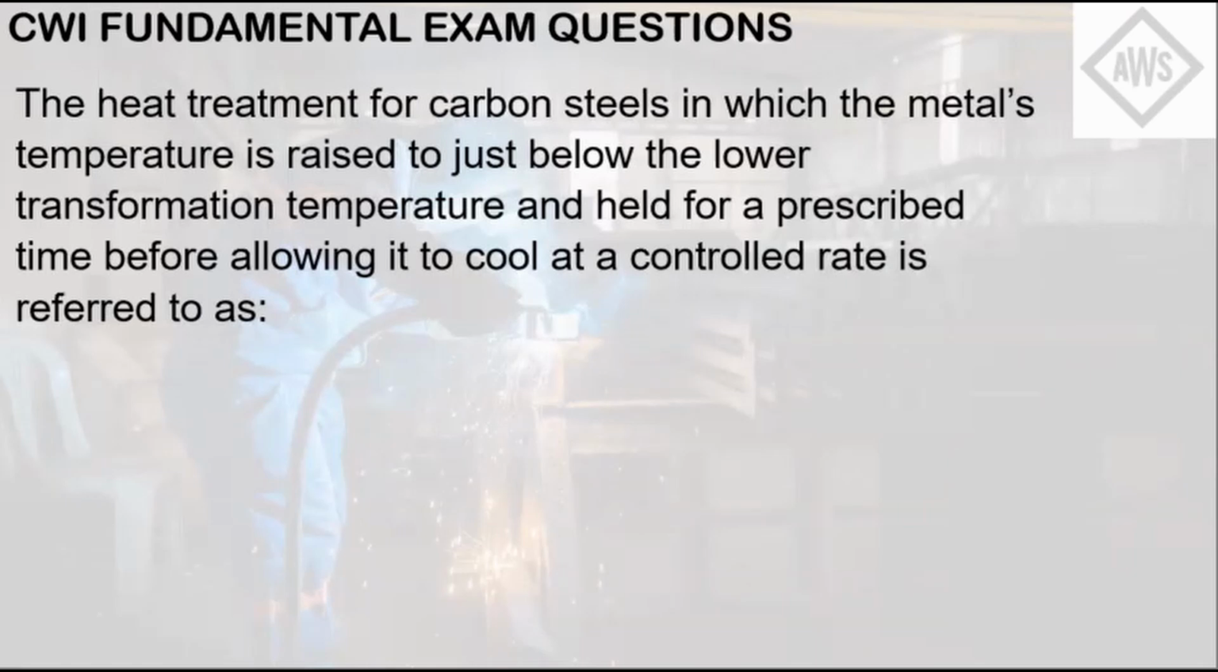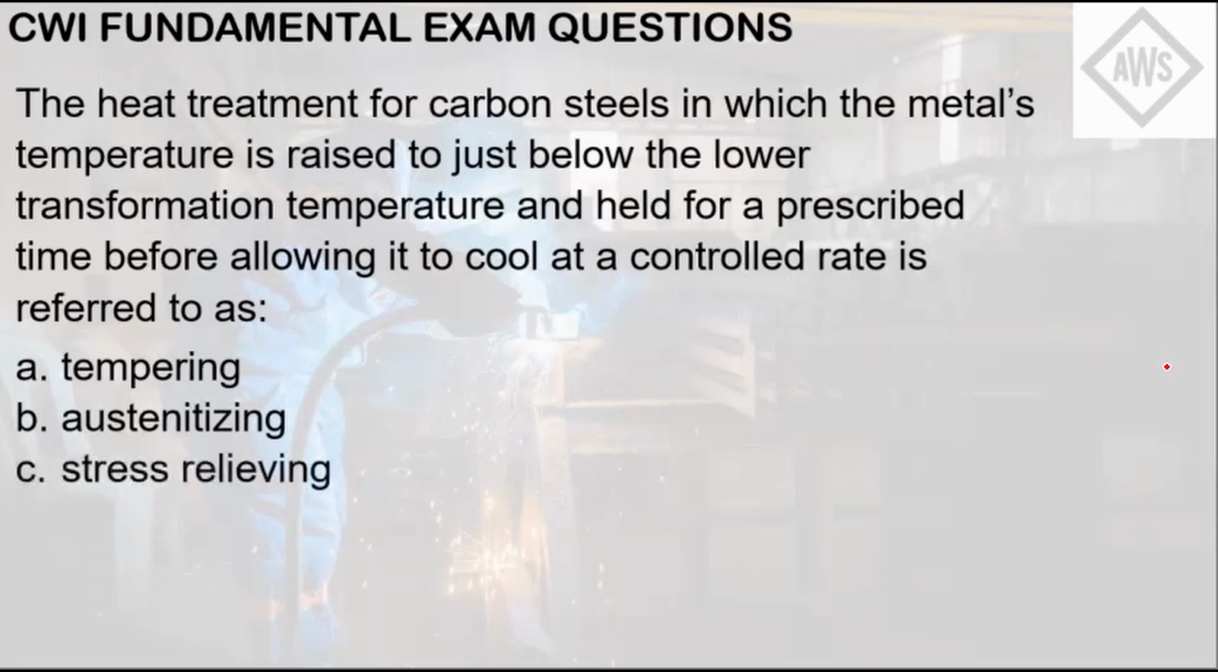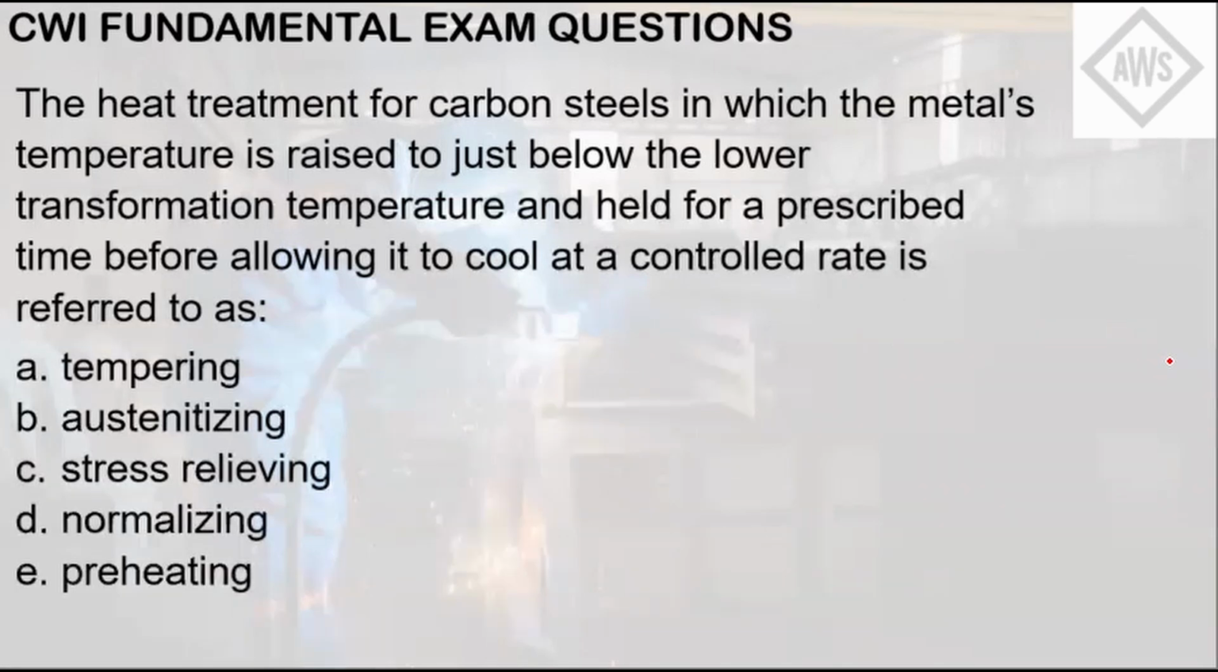The heat treatment for carbon steels, in which the metal's temperature is raised to just below the lower transformation temperature and held for a prescribed time before allowing it to cool at a controlled rate, is referred to as letter A, tempering, letter B, austenitizing, letter C, stress relieving, letter D, normalizing, letter E, preheating. So this question refers to a very general term in terms of heat treatment. So let me run through all the choices.